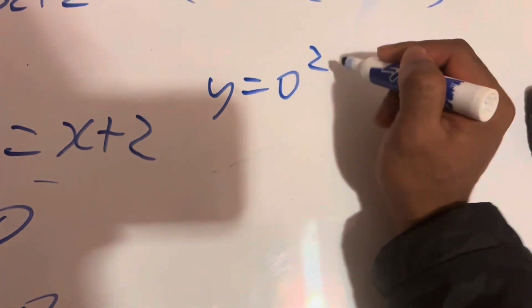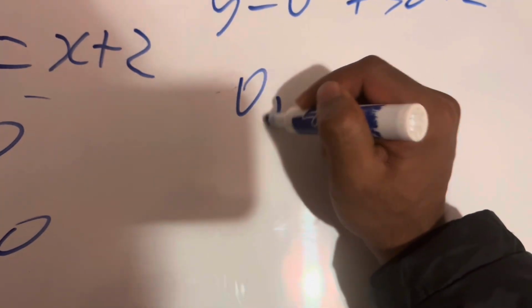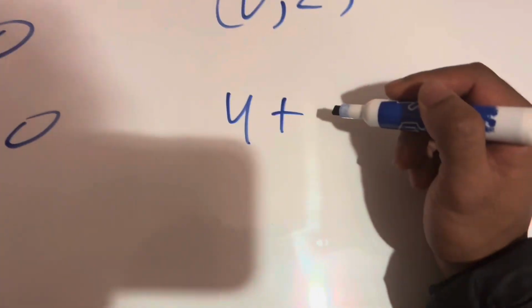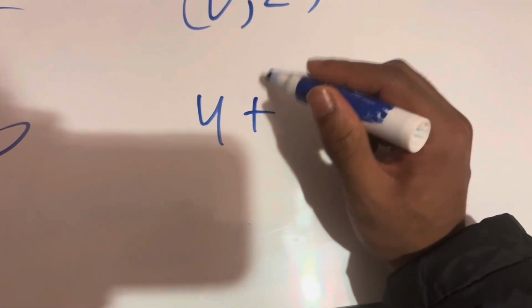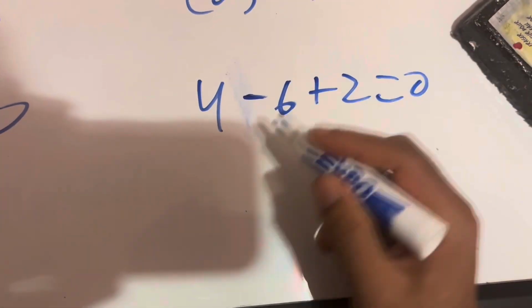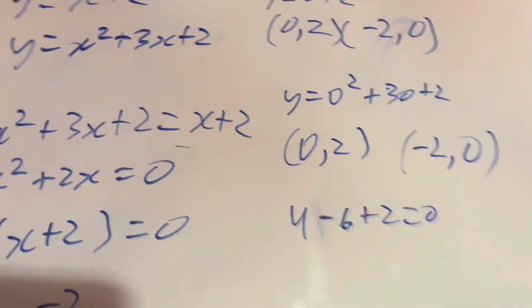And let's try that for this one. So if it's 0, y equals 0 squared plus 3 times 0 plus 2. So it's just also going to be (0, 2). And then let's try -2. So -2 squared is 4, plus 3 times -2, which is -6, and then -6 plus 2, which is also going to be 0. So when it's -2, it's also 0. See how that works? It's pretty neat.